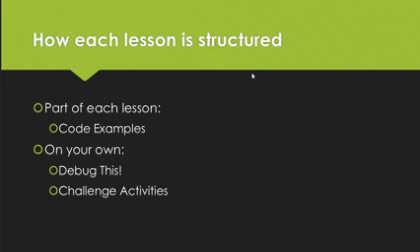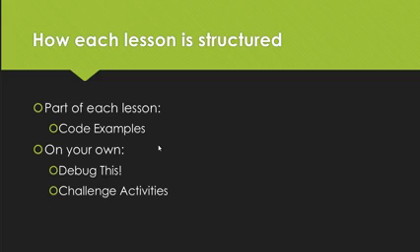But some of you might get the point of what I'm doing and just want to run the output of the sample that I built in the lesson. So in each lesson there are the code samples. Also, beyond the code samples is what I call the On Your Own series, and there are two sets of examples here. One is the debug this, and the second is the challenge activity.